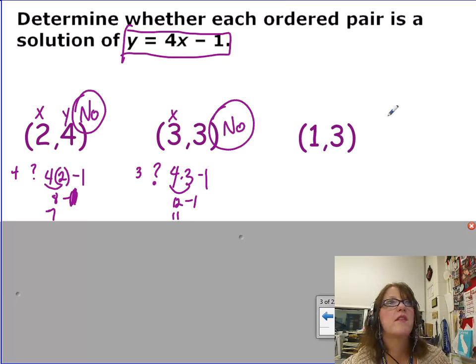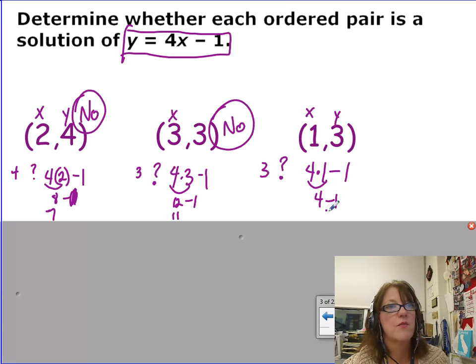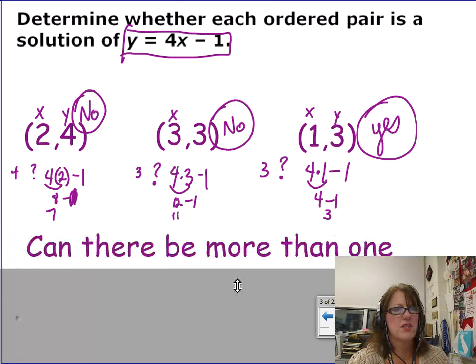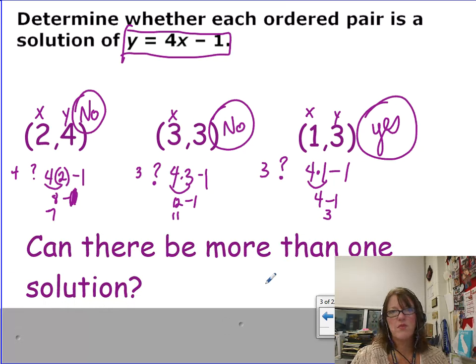How about 1, 3? This is the x value. This is the y value. I take 4 times the x value minus 1. Does that equal 3? Well, 4 times 1 is 4, and 4 minus 1, yes, indeed, is 3. Yes, it is. Okay. Now, the big question is, can there be more than one solution?